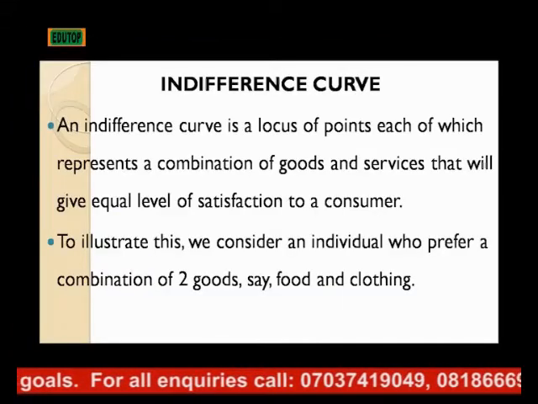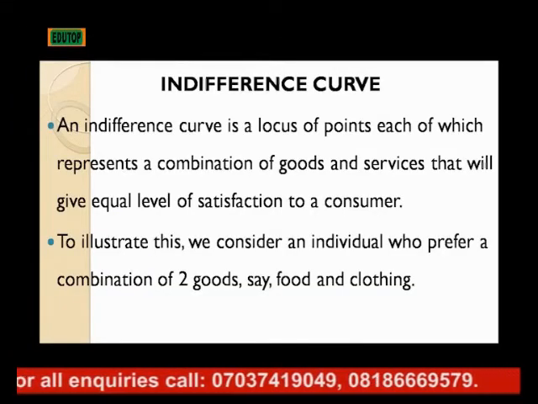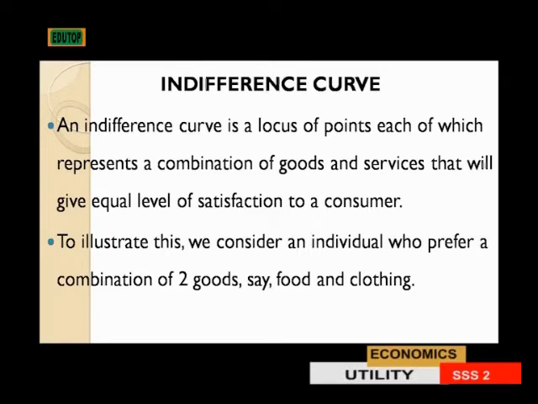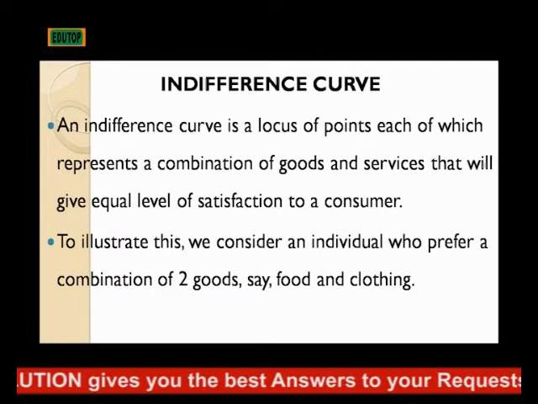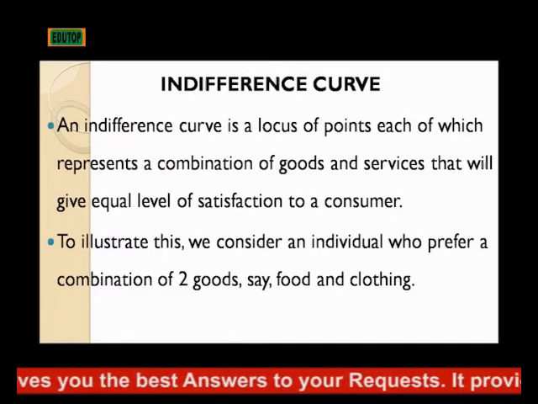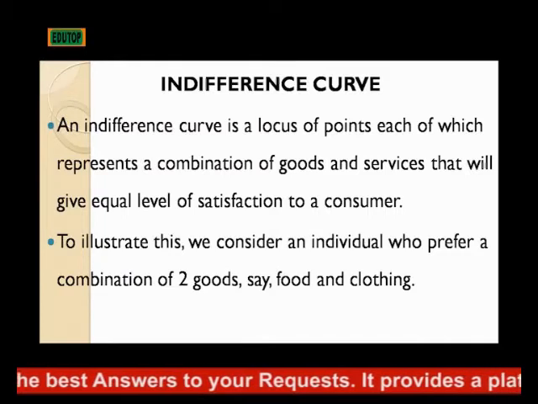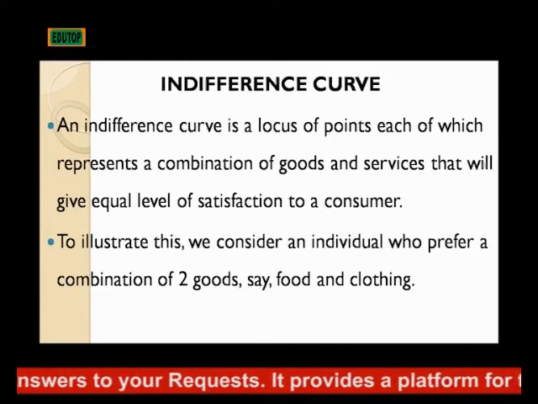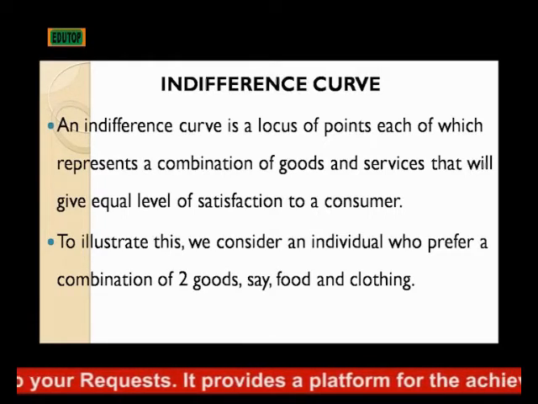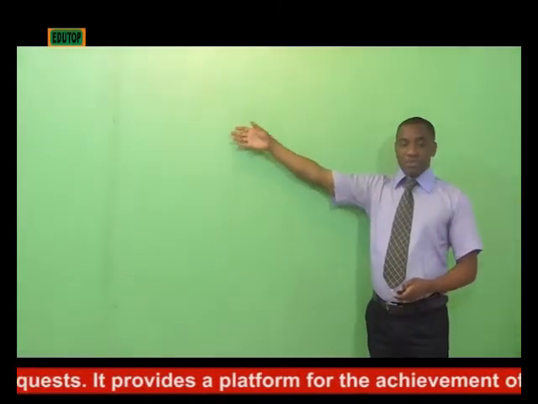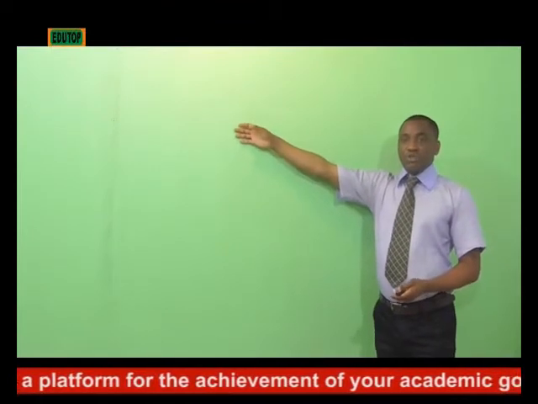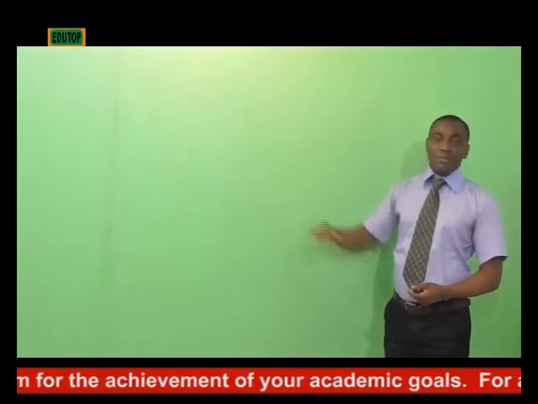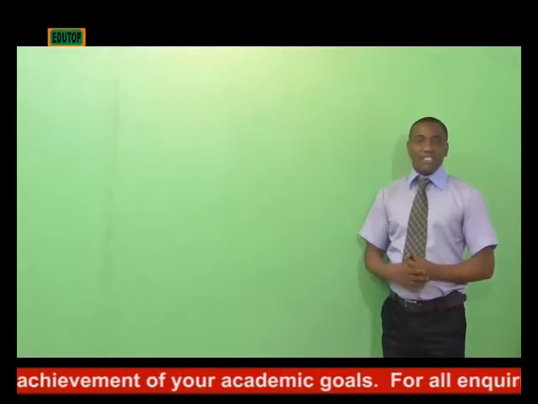Indifference curve. An indifference curve is a locus of points, each of which represents a combination of goods and services that will give an equal level of satisfaction to a consumer. To illustrate this, we can consider an individual that prefers a combination of two goods, let's say, for example, food and clothing. Someone wants to eat and wants to get clothes. Then, what combination will give that particular person the maximum satisfaction?